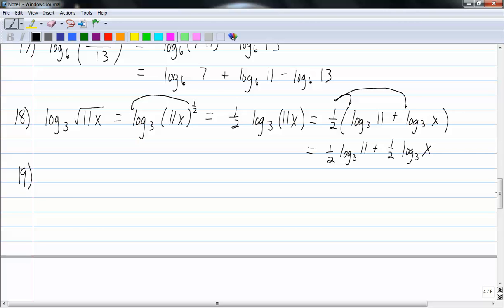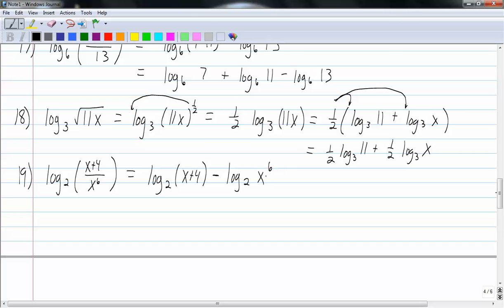All right, number 19, log base 2 of x plus 4 over x to the 6th. All right, so I'm taking the logarithm of a quotient. So let's first apply the quotient rule. So that's log base 2 of x plus 4 minus log base 2 of x to the sixth.